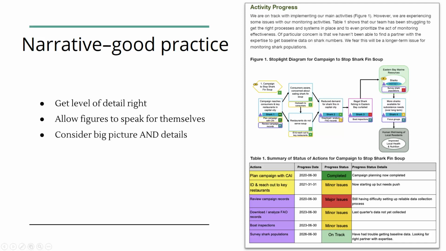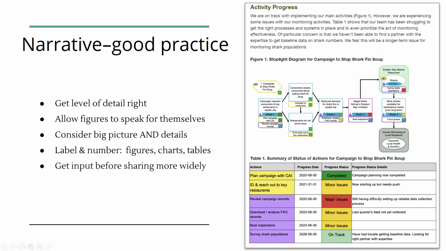Try to look at the whole picture. The detailed charts and tables are useful, but also take a step back to look for connections among activities, results, objectives, and goals. Label and number figures, charts, and tables and refer to them in your narrative. Here you can see the narrative referring to Figure 1 and Table 1.